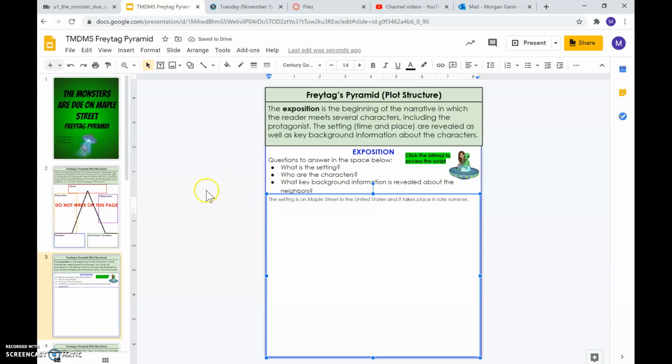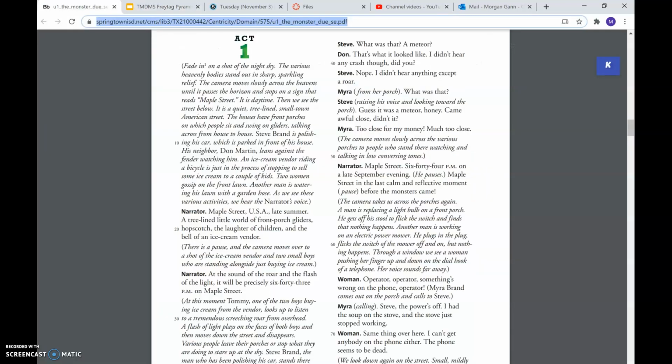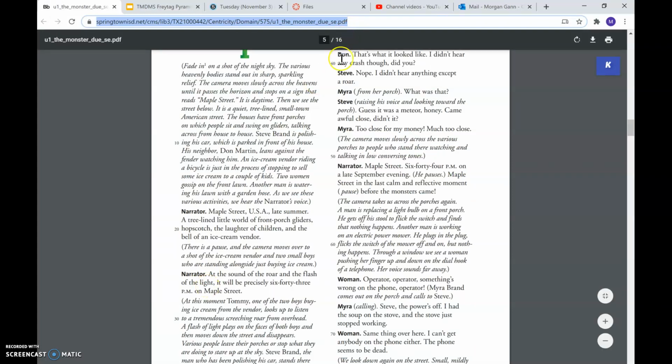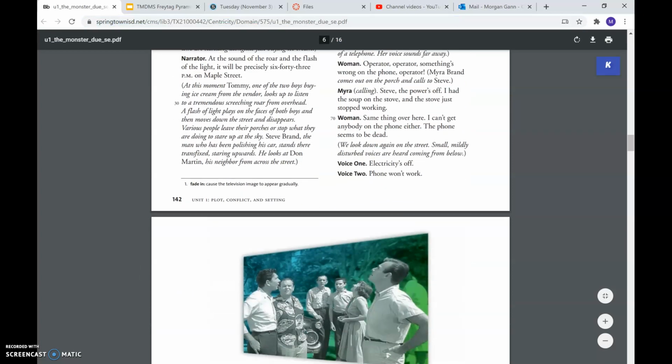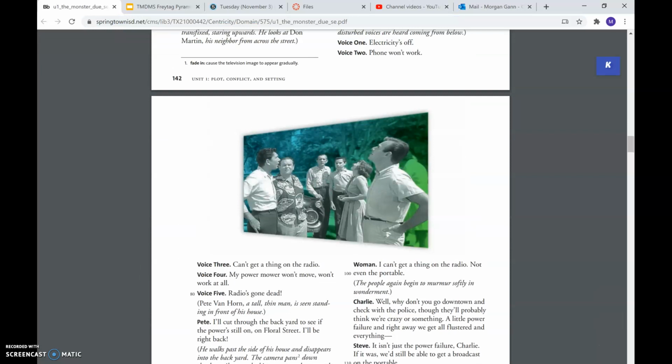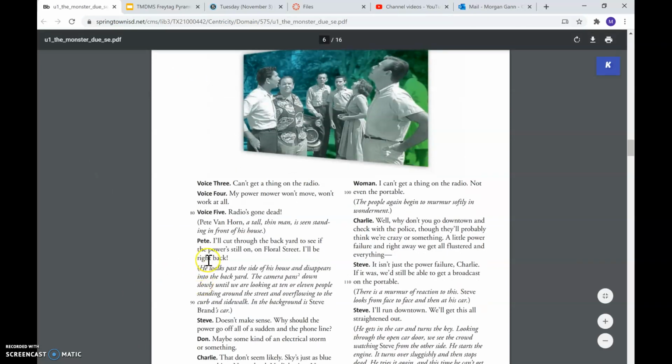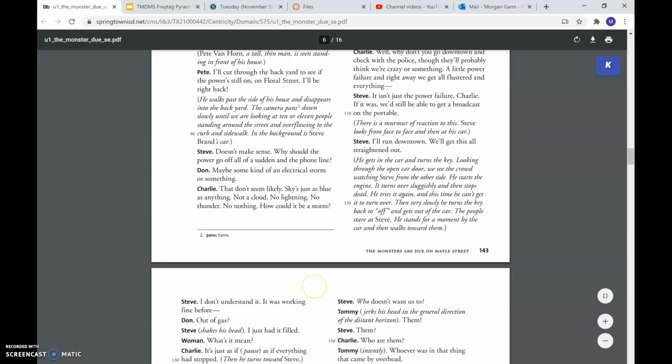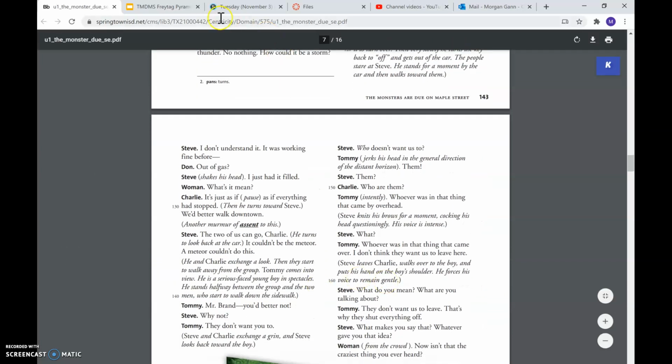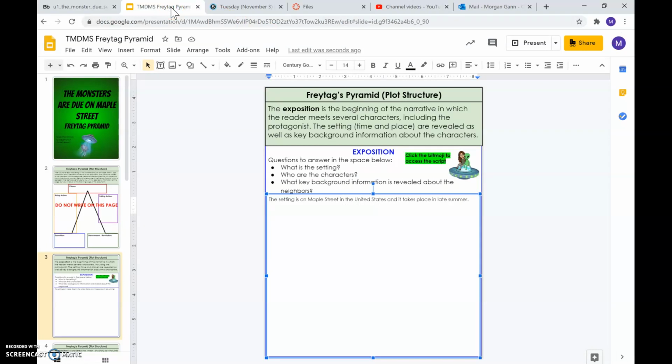Okay? Who are the characters? Now, this is very important that you understand. In the exposition, it's just the beginning of the story. We don't meet all of the characters in the beginning. We meet several of them, but not necessarily all of them. So if we go back here, we're just going to look at the first few pages. We've got the narrator, Steve, Dawn, Myra, who is Steve's wife. We're not going to count the woman in voice 1 and voice 2. We're just going to look at the names. We've got Pete Van Horn, Charlie, Tommy. So I want you to start listing the characters here.